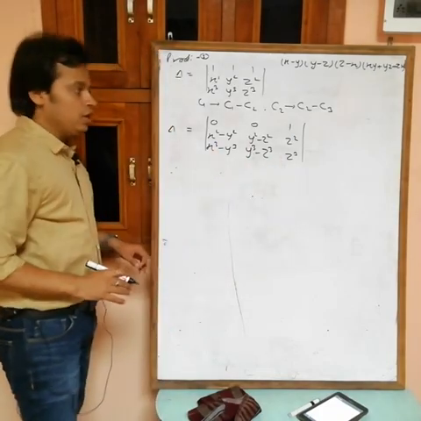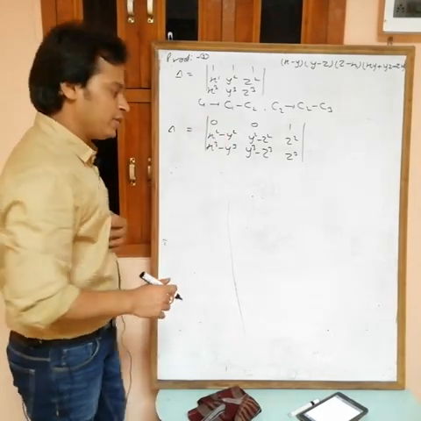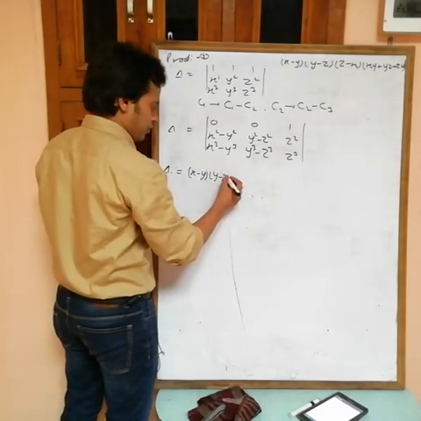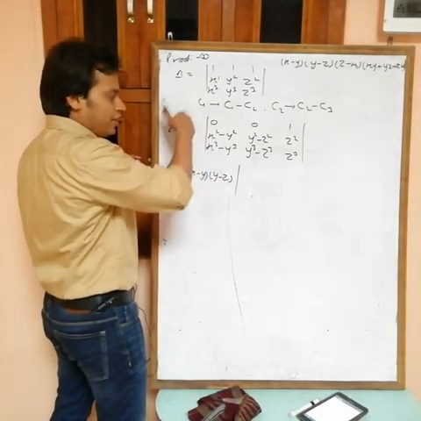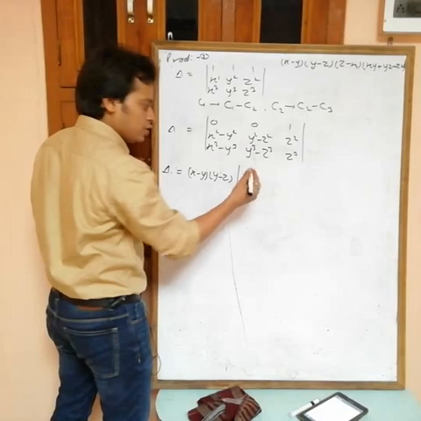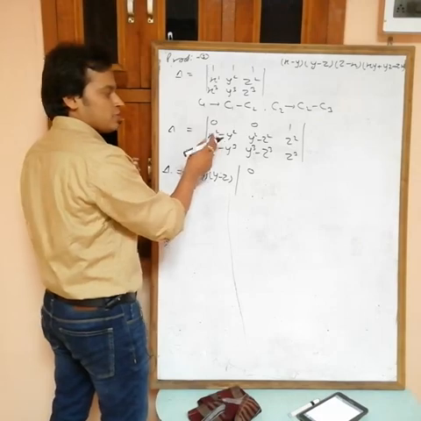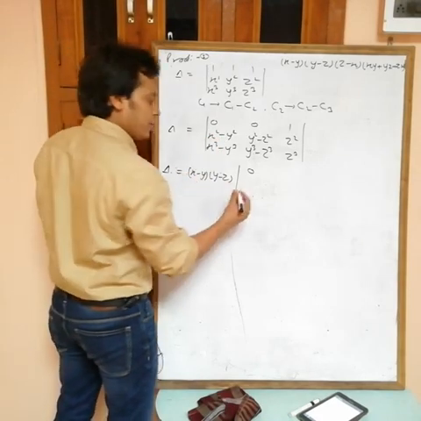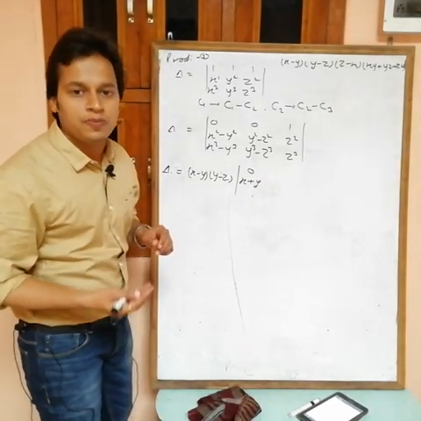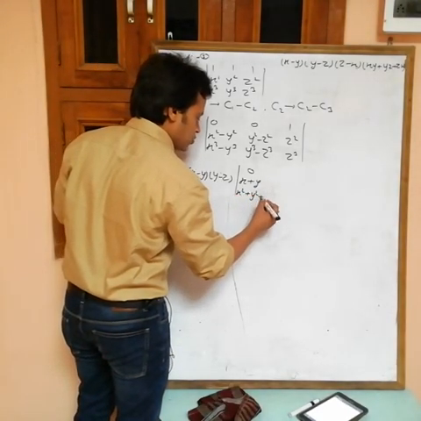Now from this one I can take common x minus y, and from this one I can take common y minus z, so I am taking common x minus y and y minus z. If you are taking common x minus y from C1, divide 0 by x minus y; from 0 if you take anything common, 0 remains 0. X square minus y square is x minus y into x plus y. We are taking common x minus y, so what remains? X plus y. X cube minus y cube is x minus y into x square plus y square plus xy. We are taking common x minus y, so what remains? X square plus y square plus xy.